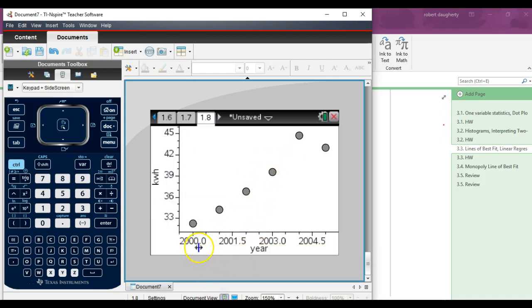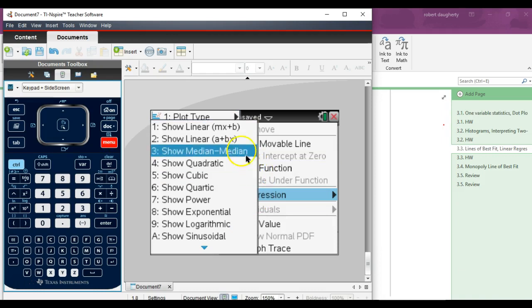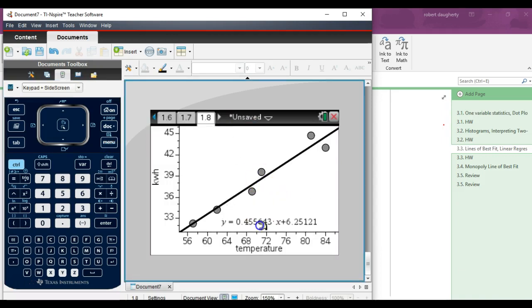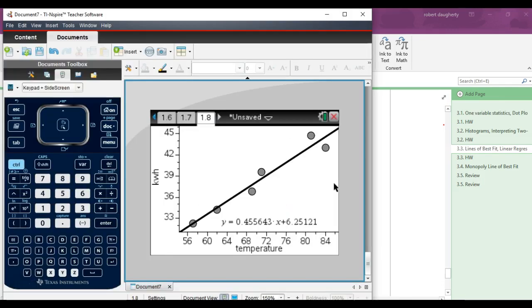So I'm graphing the temperature versus the kilowatt usage. Okay, it looks like a line would be good for this, but you can't just say on a test that it looks good. So to figure out the equation of that line, I go analyze, regression, show linear. That's how I come up with the equation of that line. It's y equals 0.455643x plus 6.25121.